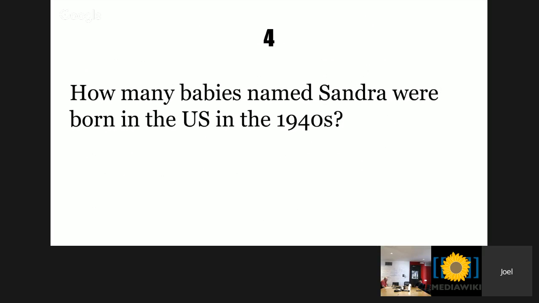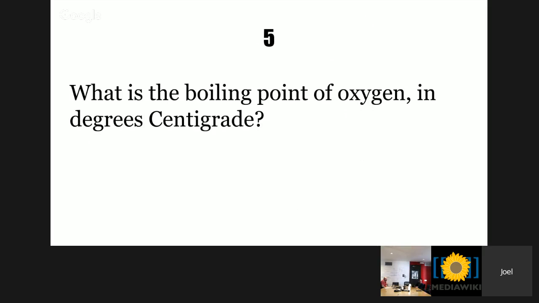Question 4, last time. How many babies named Sandra were born in the United States in the 1940s? Question 5. What is the boiling point of oxygen in degrees centigrade? And this is at standard pressure, I would assume. So what is the boiling point of oxygen when it transitions from liquid to gas in degrees centigrade?